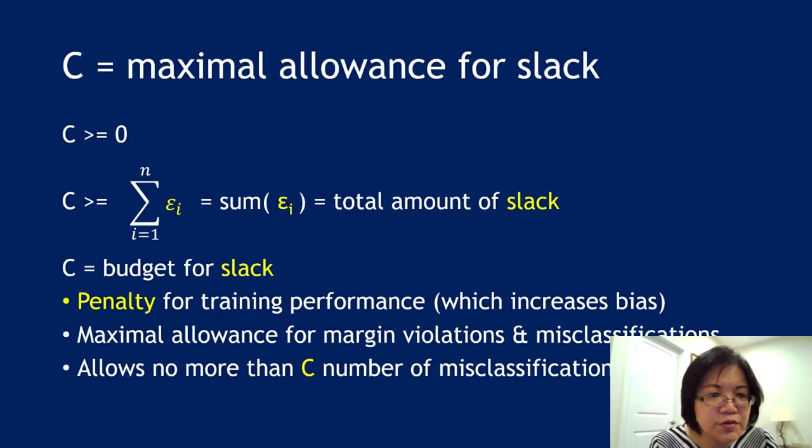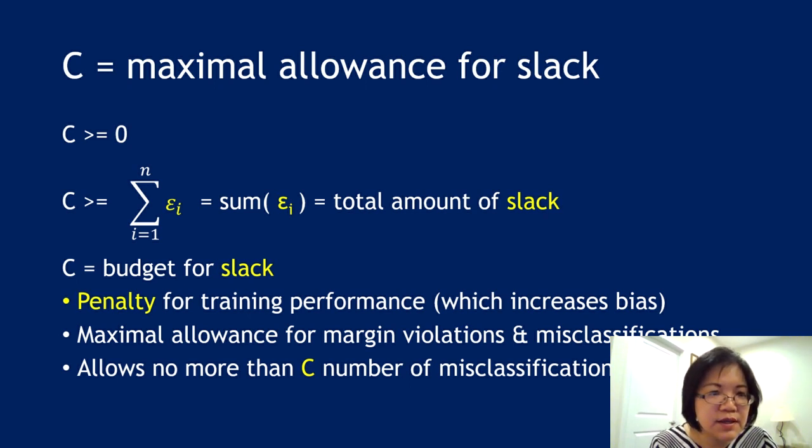There's an epsilon value for every data point, and you can add them up. The sum of the epsilons indicates the total amount of slack. And C controls how much slack we're willing to allow. So if you have a big C, that means you allow a big budget for slack. If you have a small C value, that means you are not willing to allow a lot of slack. Okay, so slack, epsilon, is really just the amount of lenience or deviation you allow the data point to be away from the margin.